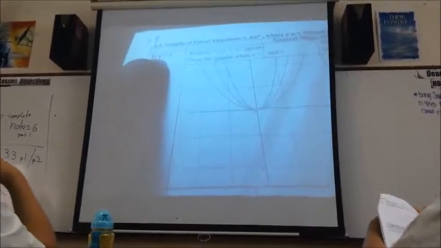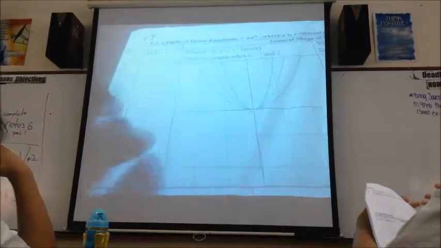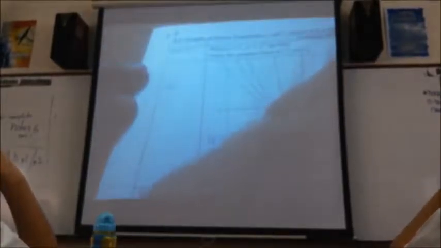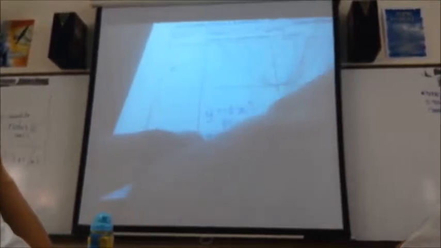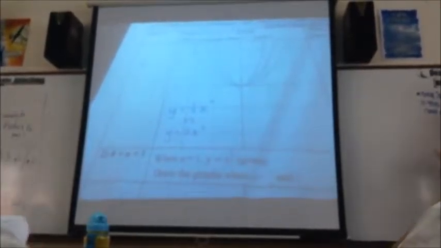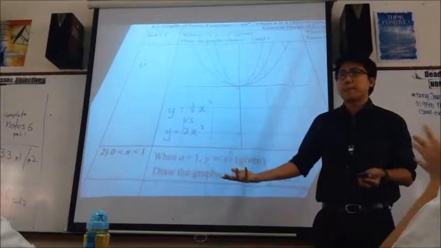n is more than 1 means the power is more than 1. But over here, a is half, a is 2. So which two graphs are they talking about? They are asking you, what if y is equal to half x squared versus y is equal to 2x squared? This graph tries to ask you, if it is half x squared and 2x squared, how will the graph change?